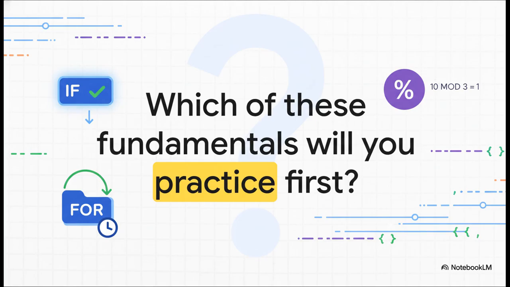Now, watching this is a brilliant start, but the only way to make this knowledge really stick is to actually write some code. So my question to you is, what are you going to practice first? Seriously, after this, open up your code editor and build a tiny program with an if statement, or try a for loop that counts to 100, or write something that uses mod to check if a number is odd or even. Go on, get your hands dirty. Good luck.